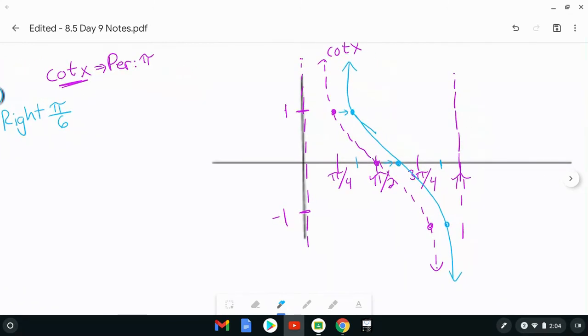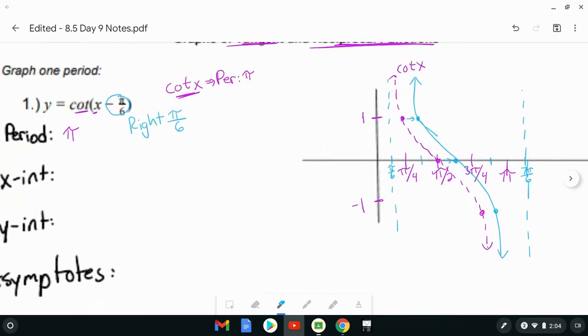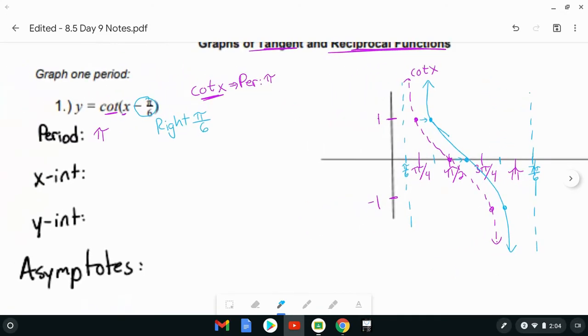Now remember, there are still asymptotes, so these asymptotes actually move over pi over 6 as well. So this would be at 7 pi over 6. So if we want to get rid of all this mess here, these asymptotes, notice that our new graph now has the asymptotes at pi over 6 and 7 pi over 6. So when we go fill that in, we can fill that one in right away. X equals pi over 6 and x equals 7 pi over 6.